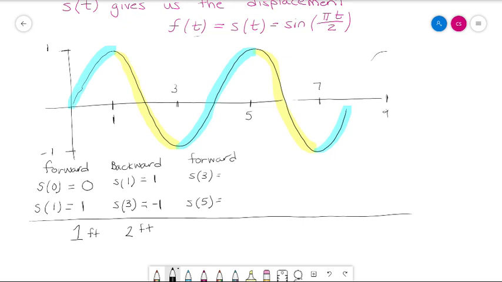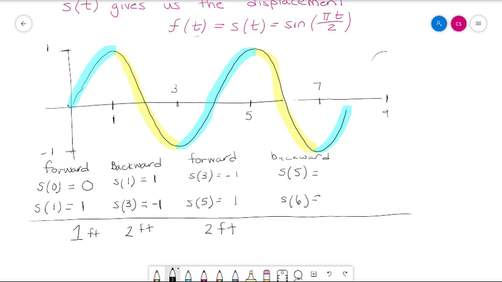All right, and then once we go from 3 seconds to 5 seconds, we're back in a positive direction again. Okay, so let's see, s of 3 is -1, and then our position function is going to take us all the way to 1. So what's the distance traveled if we go from -1 to 1? Again, that's 2 feet. And then where are we going? It's 5 seconds to 6 seconds. So again, in a backward direction, the problem told us just to go to 6 seconds. So make sure we pay attention to that one.